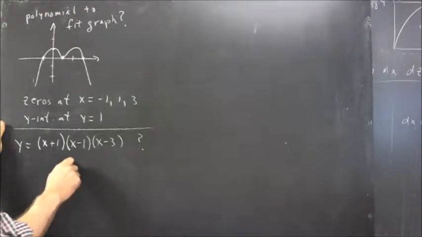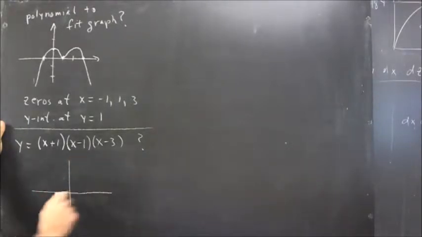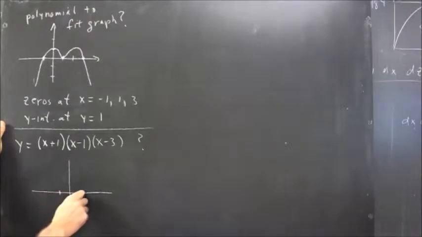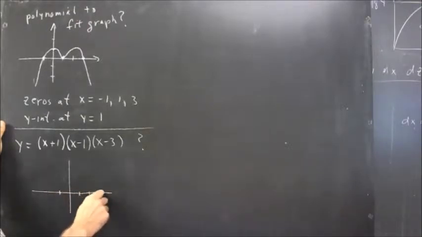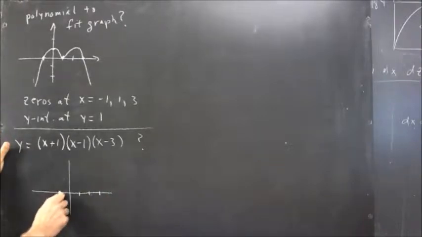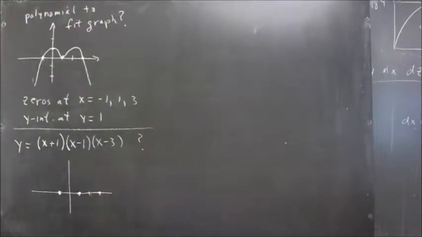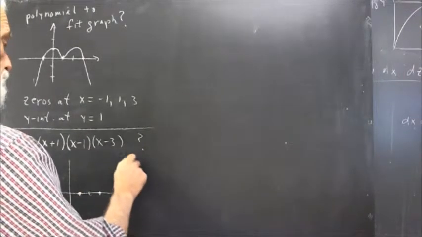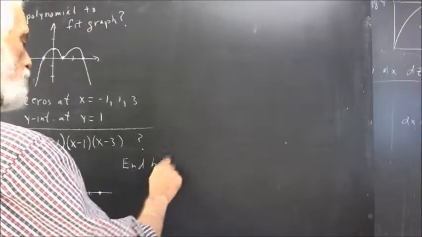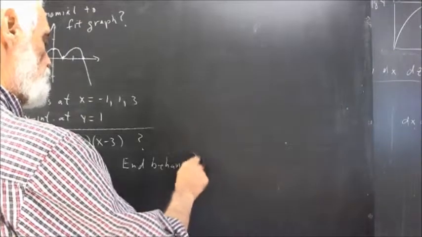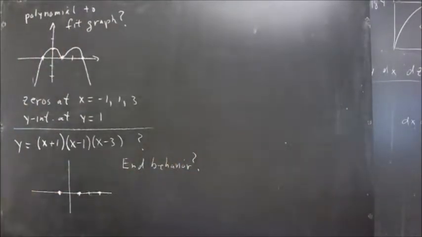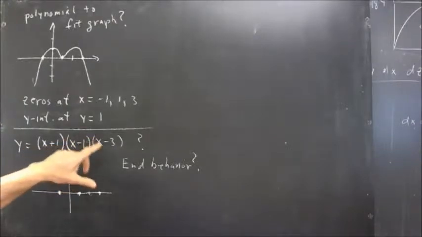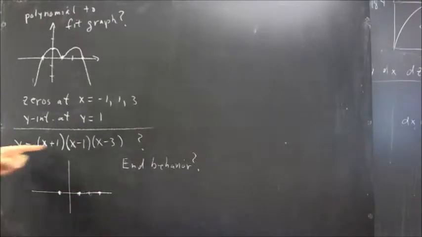Okay, well, let's see what the graph of this function would be. The graph of this function would have zeros right where they ought to be, at -1, 1, and 3. So we have zeros here, here, and here. Now, end behavior. What's the end behavior of this proposed function? Well, if x is a large positive number, this is a large positive, this is a large positive, this is a large positive. So when we multiply them together, we get a humongous positive number.